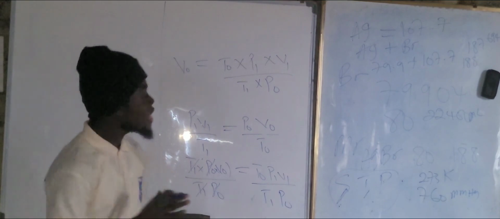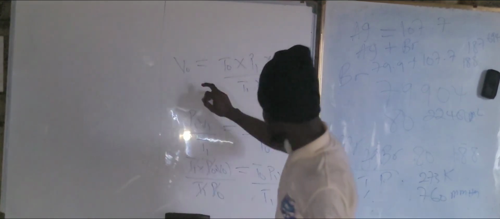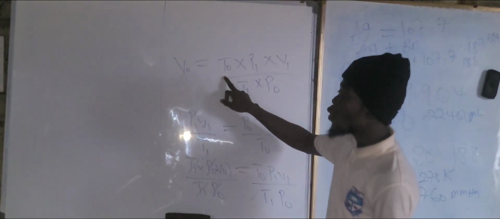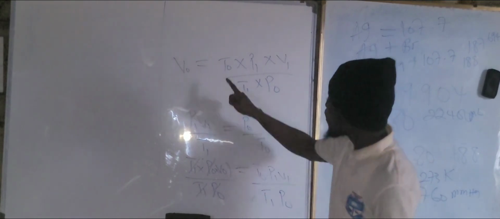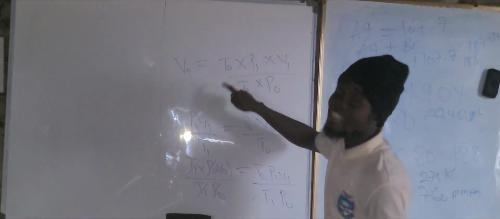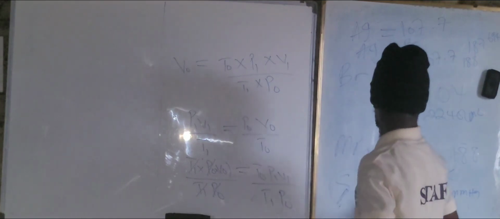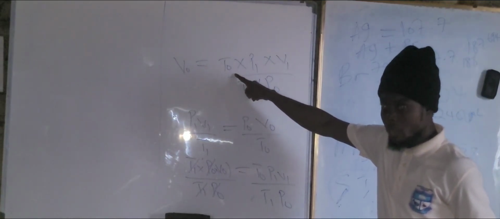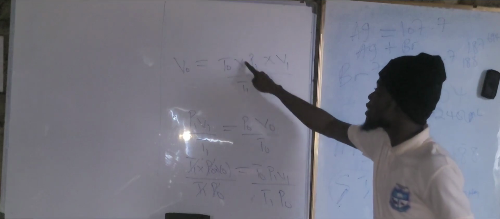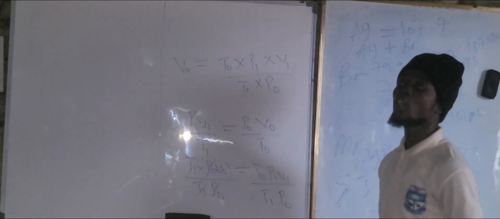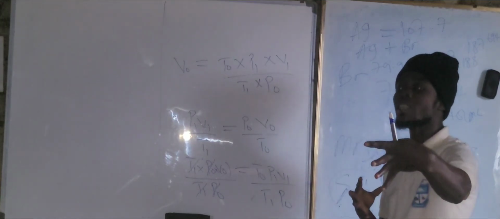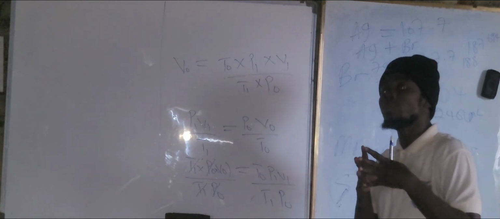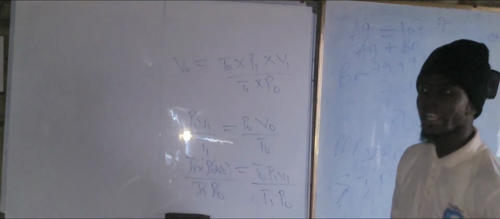So what do we do here in this case? T0 is the original temperature, that's why I'm putting 0 here, which is 273. Substitute now. For the mass method, this P1 that you're seeing here is the pressure after you have subtracted, for you to have the actual pressure.